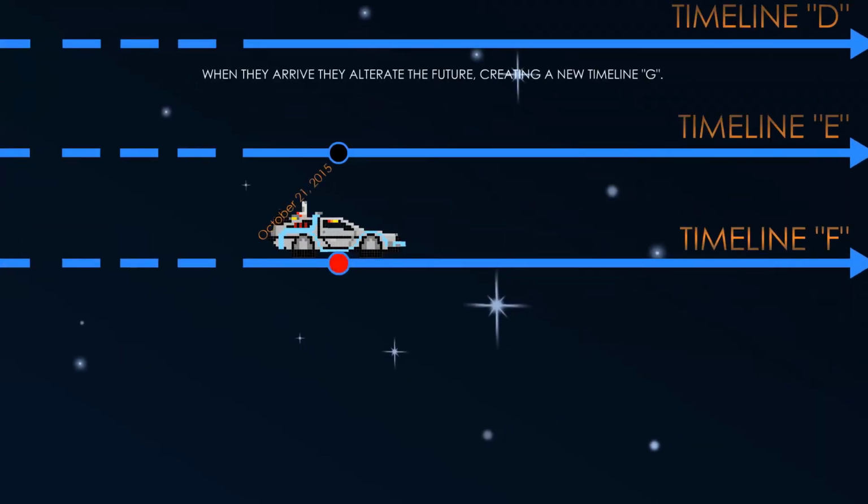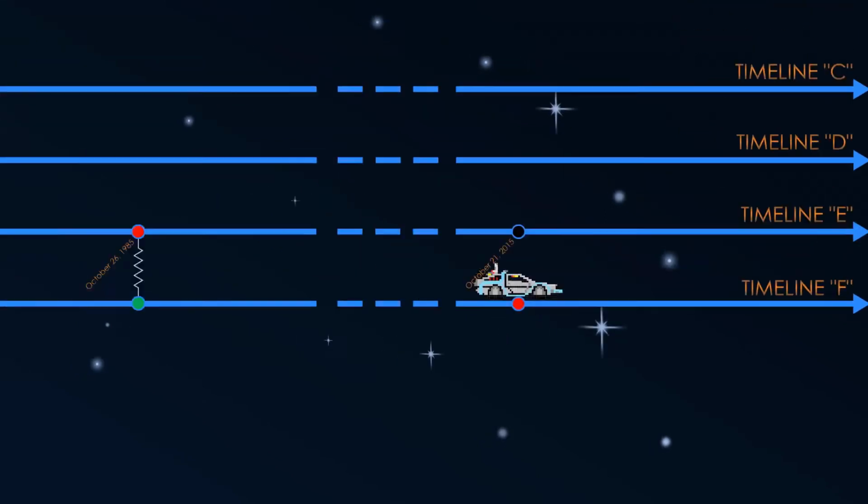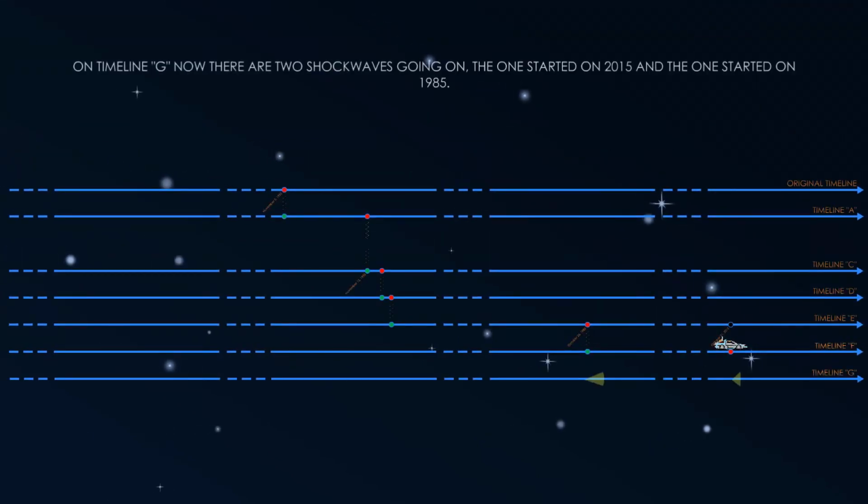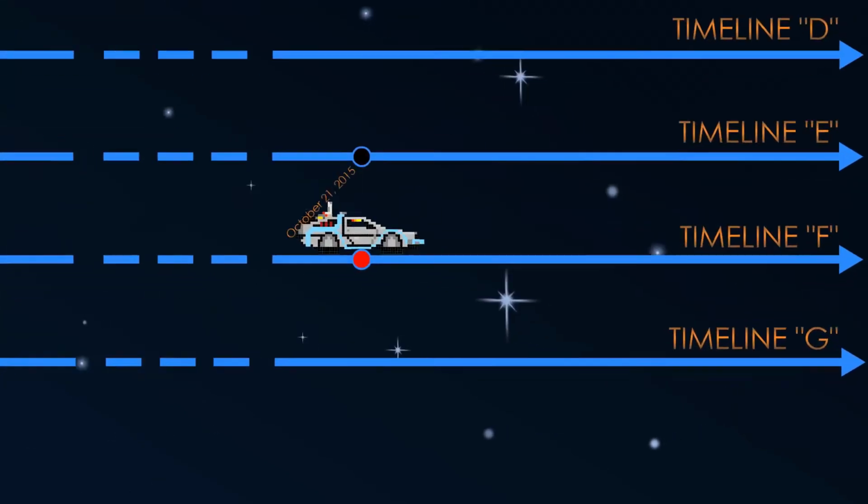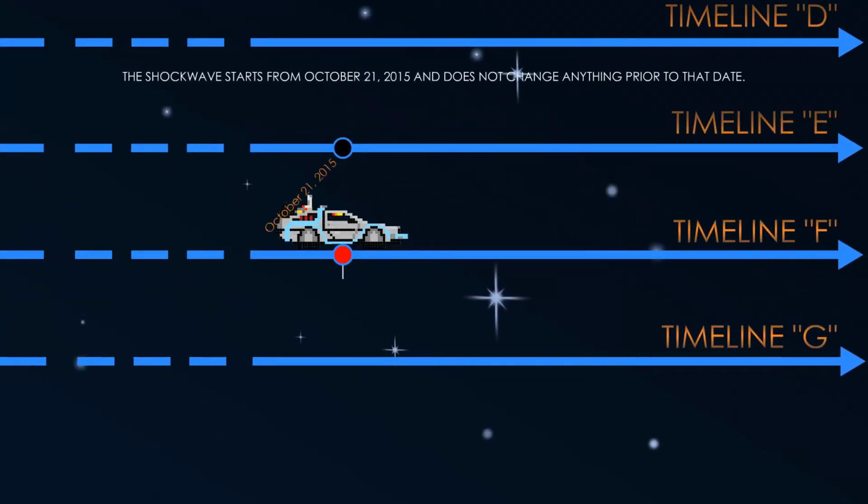When they arrive, they alter the future, creating a new timeline, G. On timeline G, now there are two shockwaves going on, the one started in 2015 and the one started in 1985. The shockwave starts from October 21, 2015 and does not change anything prior to that date.